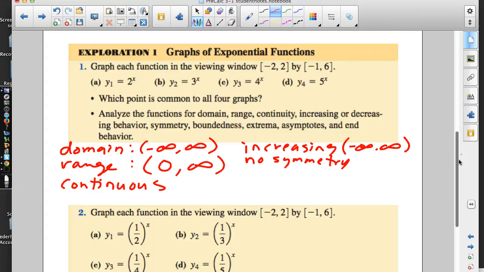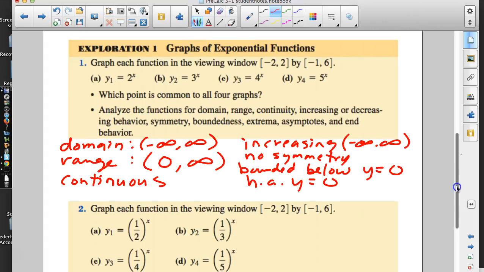Boundedness? It is bounded below. What would it be bounded by? Y equals 0, the x-axis. Bounded below by y equals 0. Extrema. Local max is local max. Okay. How about asymptotes? Just talked about one, right? Yeah. Horizontal asymptote. Y equals 0. Any others? Okay, and then end behavior.